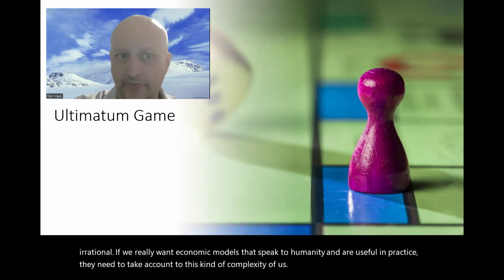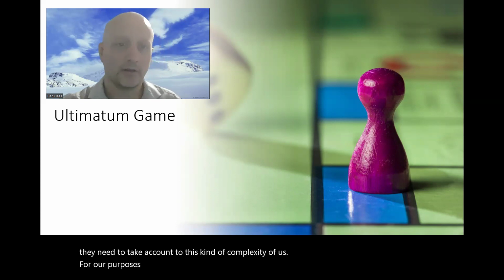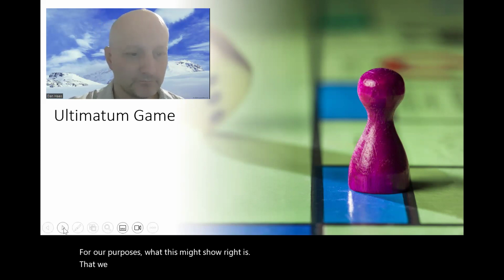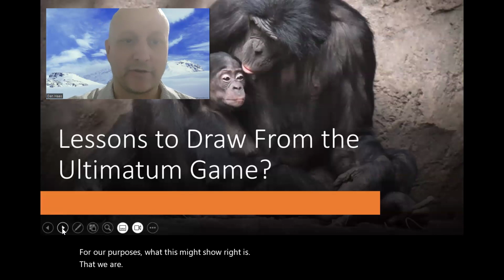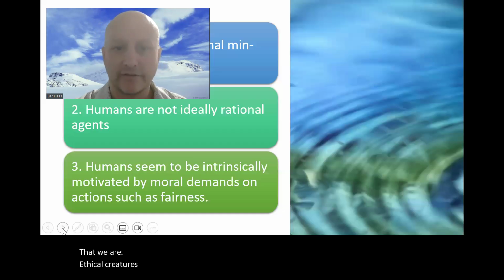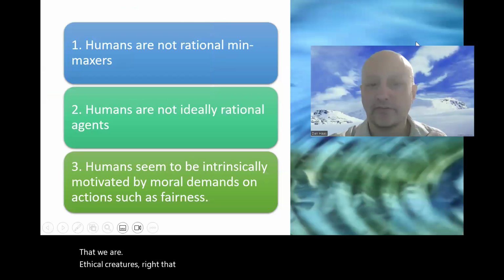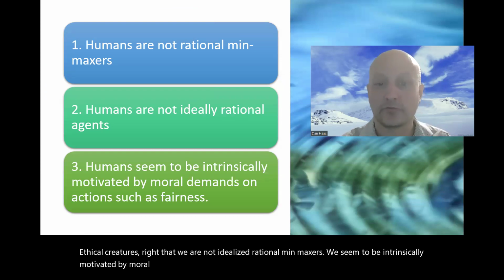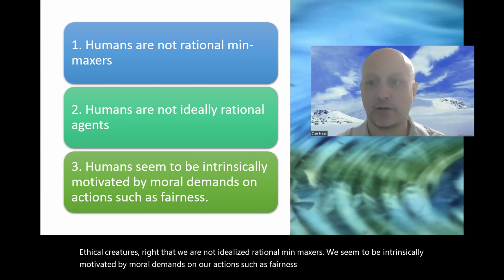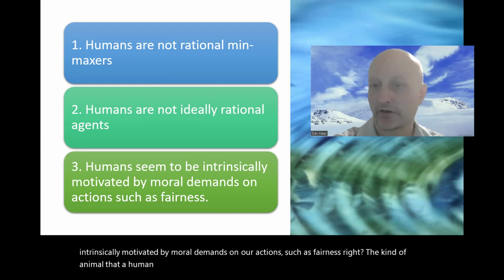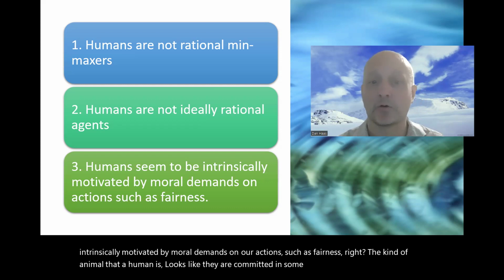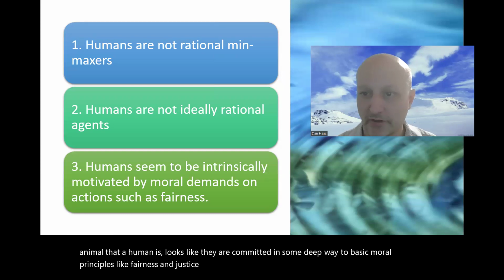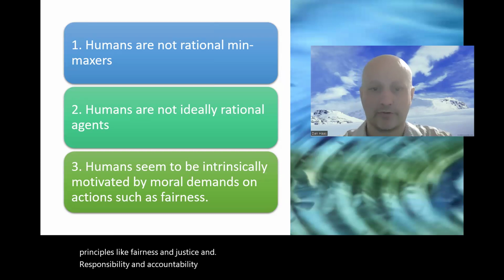For our purposes, what this might show is that we are ethical creatures, that we are not idealized rational min-maxers. We seem to be intrinsically motivated by moral demands on our actions, such as fairness. The kind of animal that a human is looks like they are committed in some deep way to basic moral principles like fairness and justice and responsibility and accountability and giving people what they deserve.